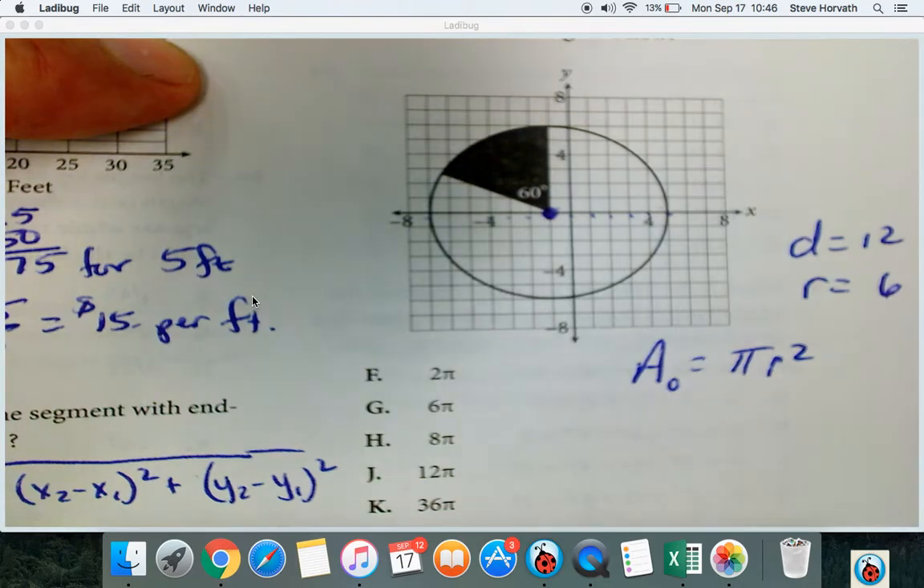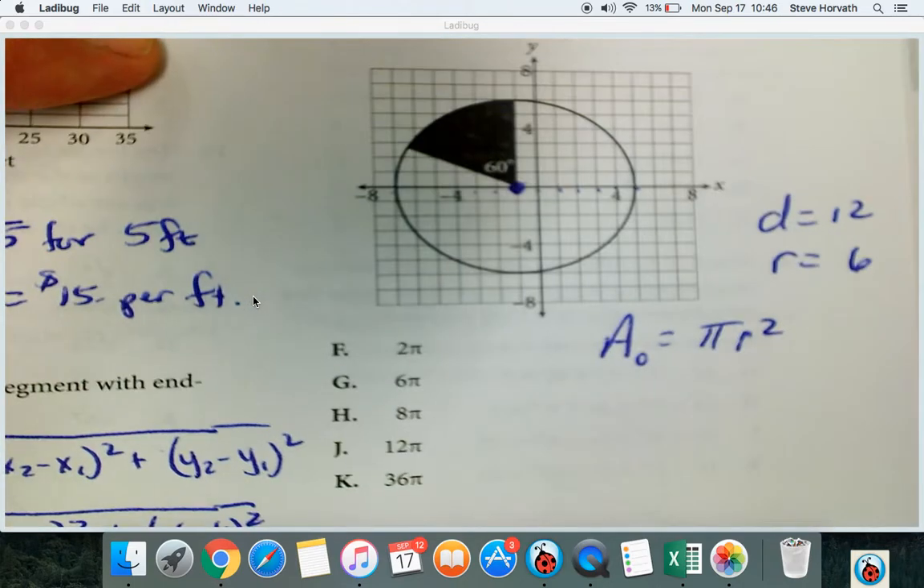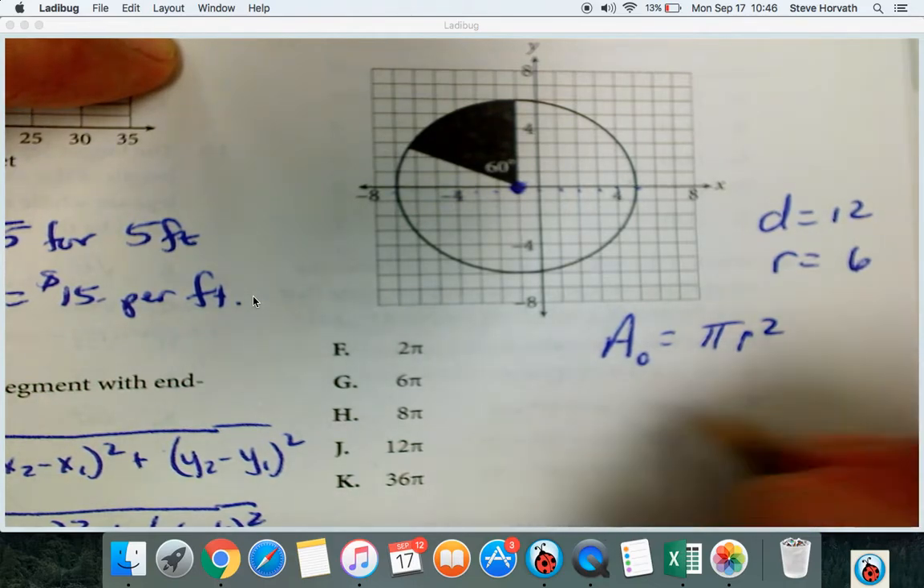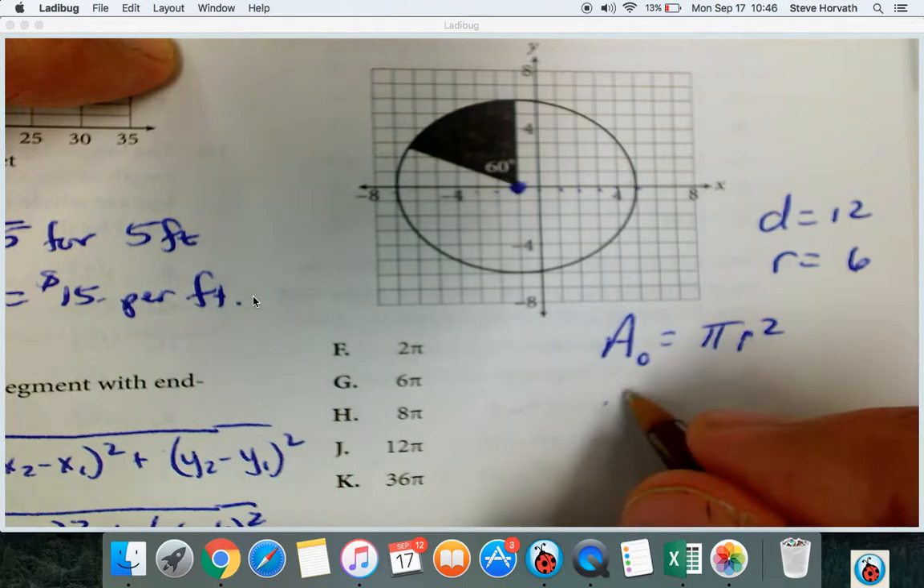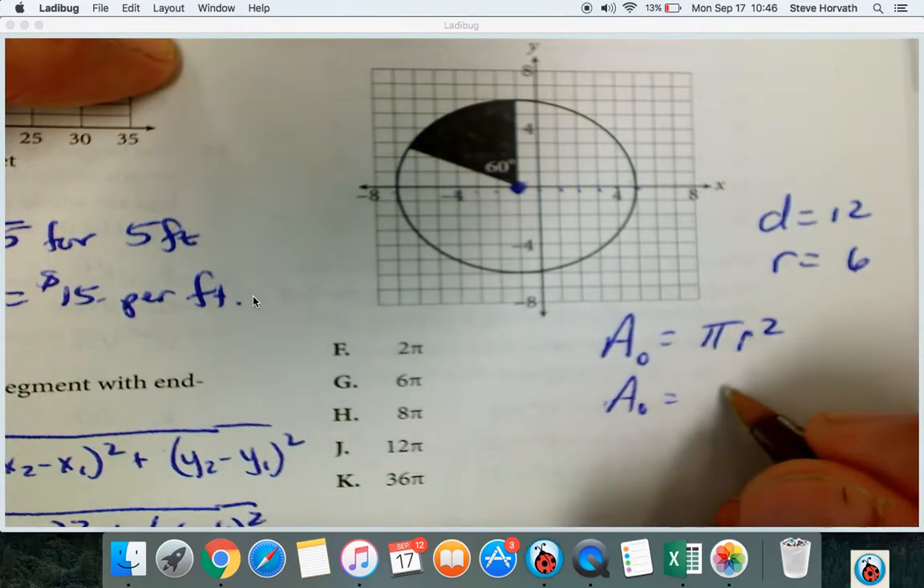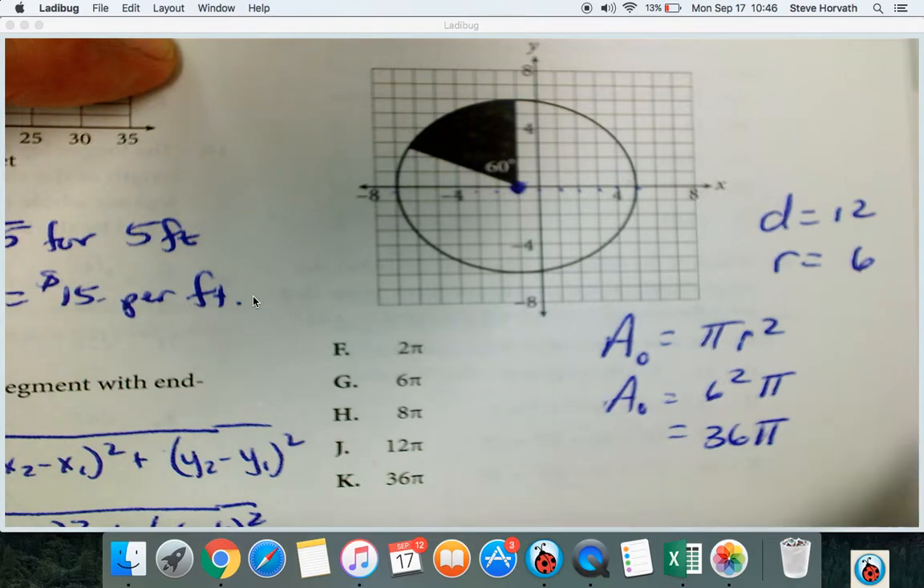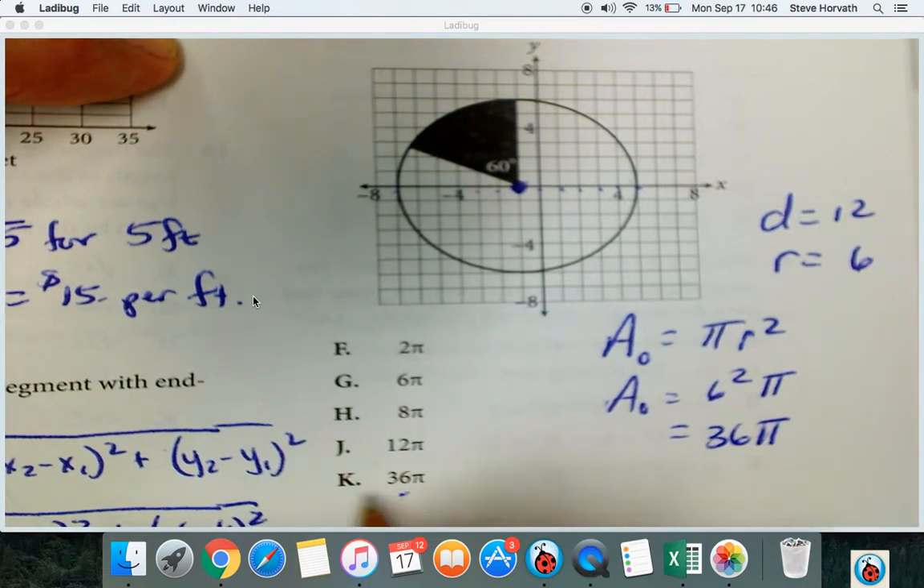Okay, so we want the area of the shaded region, which is the sector area. So let's look at what we have. First of all, the area of the entire circle is pi r squared, that's 6 squared times pi, which is 36 pi. Okay, so that's the area of the entire circle, so that can't be the area of the sector.